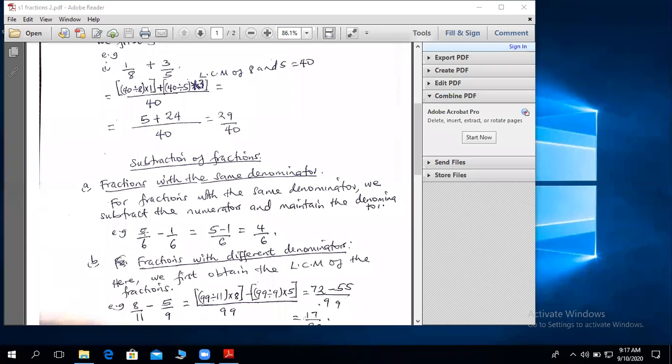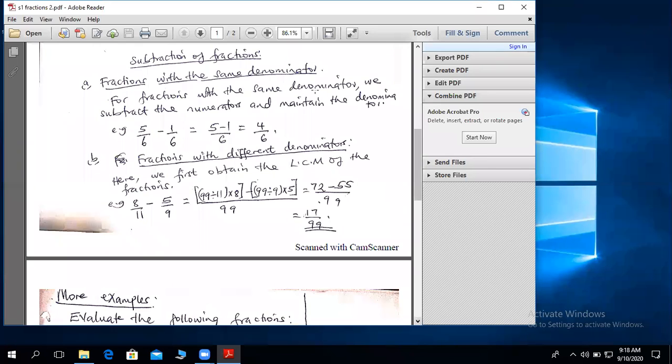For example, if I have 5 over 6 minus 1 out of 6, the LCM is the same. So I will simply have 5, which is the numerator here, minus 1, and the answer is 4 out of 6. Now I'm leaving this one for you to simplify because it can be simplified. By 2, we shall get 2, and by 2, we shall get 3. So the final answer should be 2 out of 3.